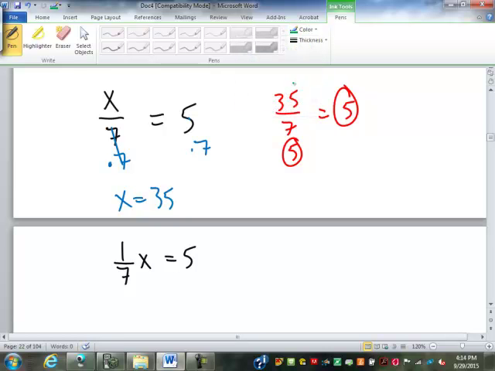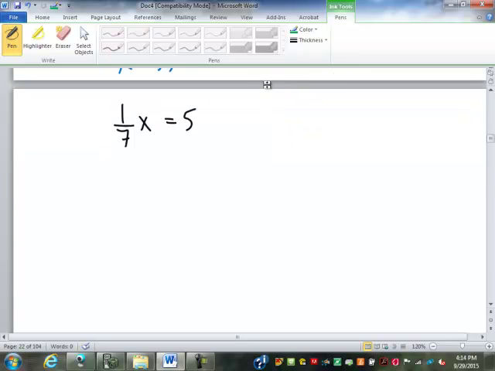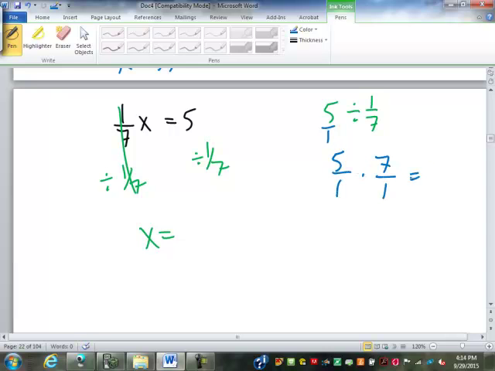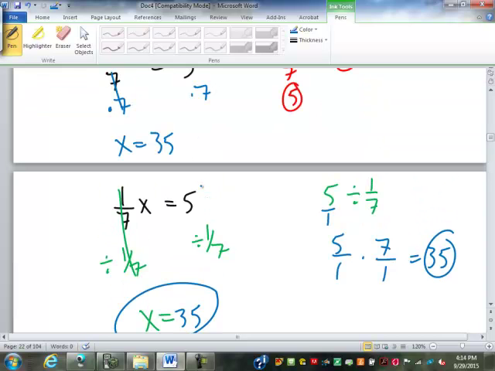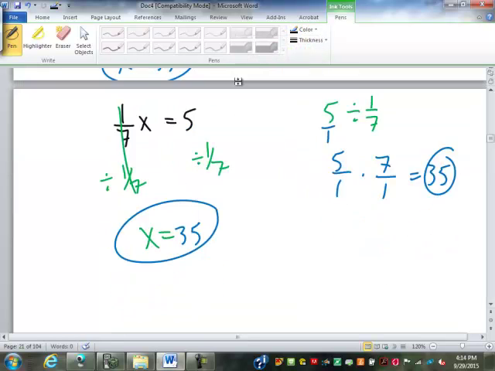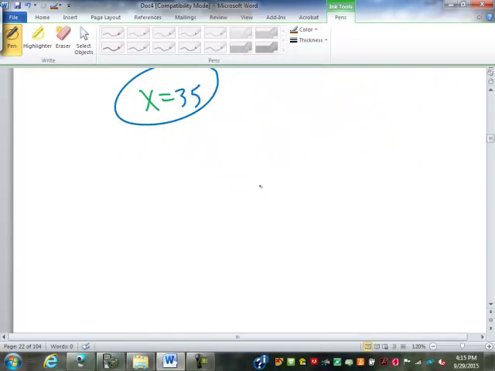Now, since x is multiplied by 1/7, we're going to solve this by dividing by 1/7. When we divide by 1/7, what we end up doing, of course, is multiplying by 7 over 1, which is 35. So we get the same answer either way. The reason I show you this, interpreting x divided by 7 as 1/7 x, is because we can run into problems like this.